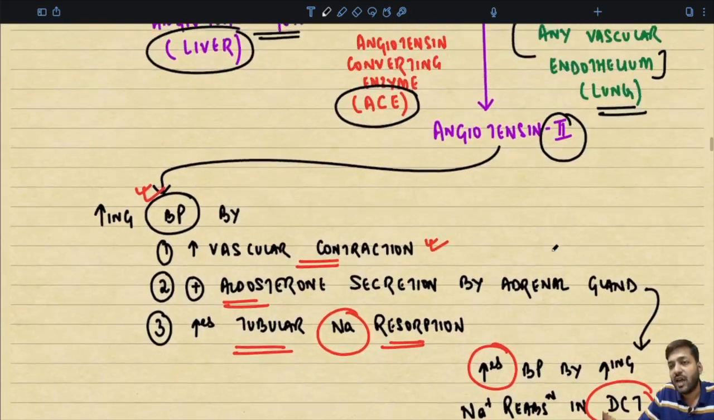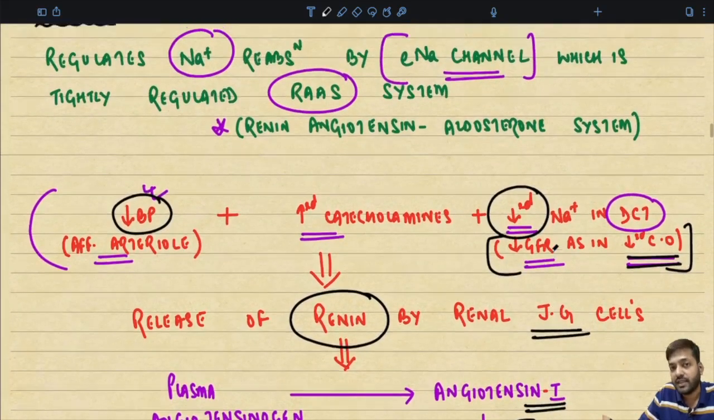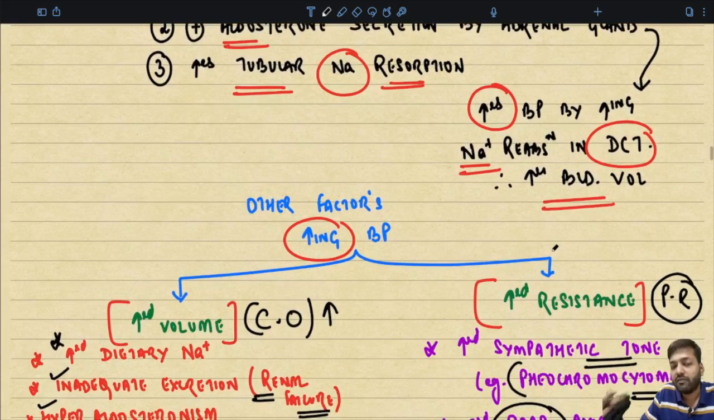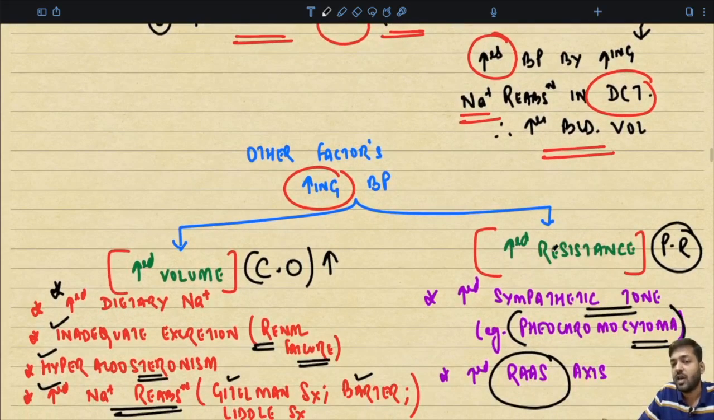Okay, so this is how we see how the blood pressure is rising. And this is how the kidneys are regulating the blood pressure. And these are the factors which are increasing the blood pressure. So this is how it happens.